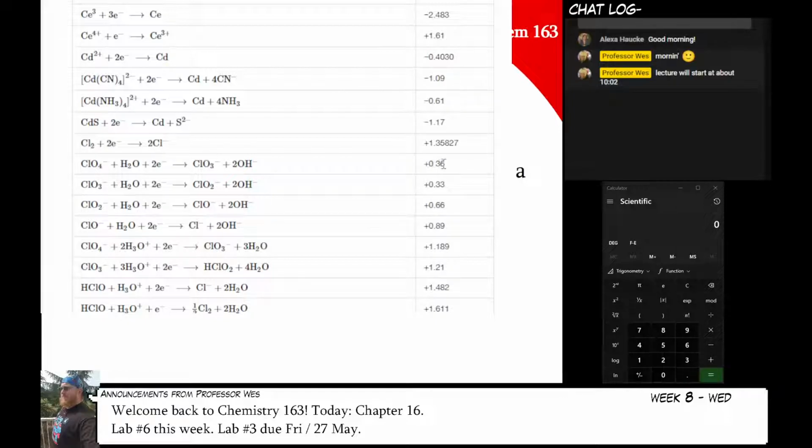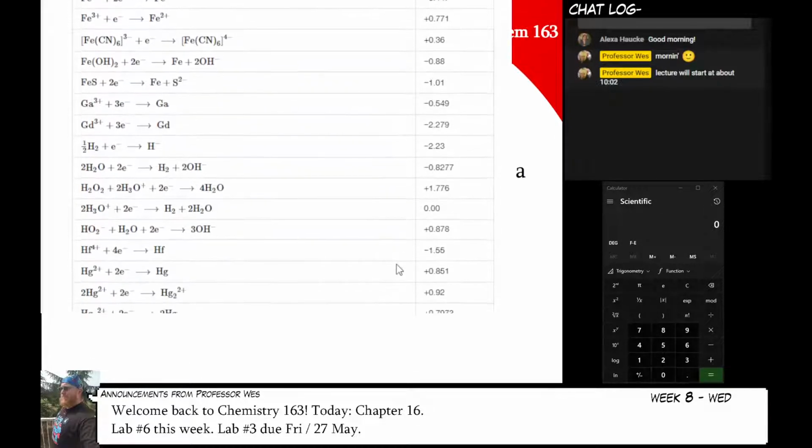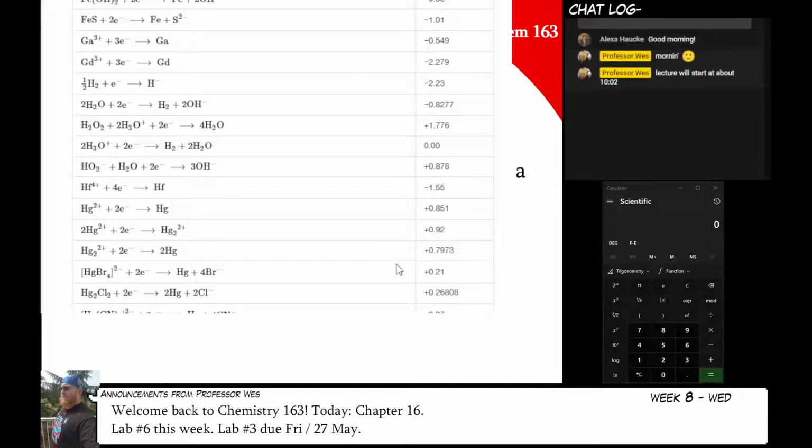I don't know where my cursor went. There it is. Yeah. And I could do that with anything I want to, really. So here's chromium 2. If I turn it into chromium metal, the potential for that is negative 0.9. So I had to actually put energy in to get chromium 2 to turn back into chromium metal. And so on and so forth. And there's tons of these. Now, there's one particularly important one that we care about. And I'm trying to find it.